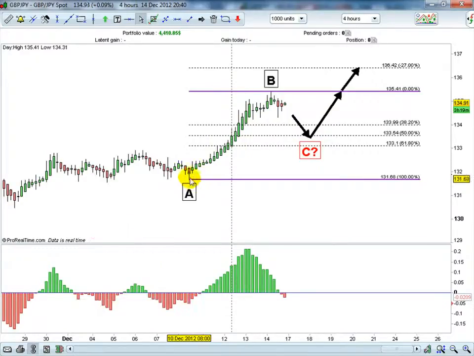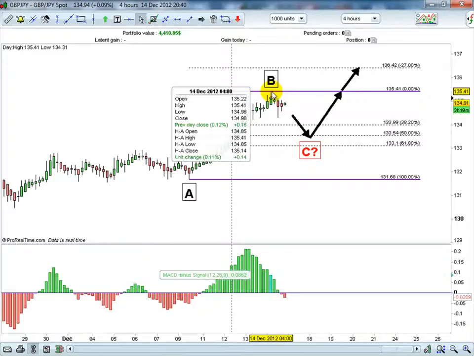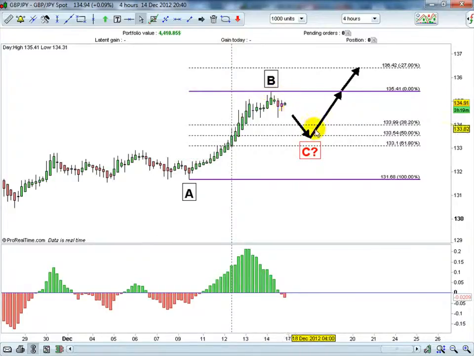Swing point A, 8 a.m. on the 10th at 131.68. Swing point B, 4 a.m. on the 14th today at 135.41. Price is pulling back. It looks like we're looking for an uptrend continuation move into next week. First a retracement down, then a swing point low, then a bounce back up.